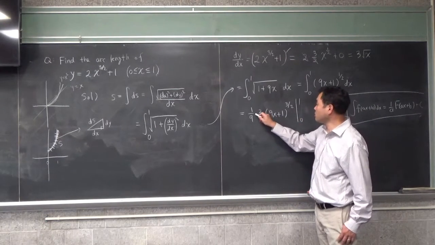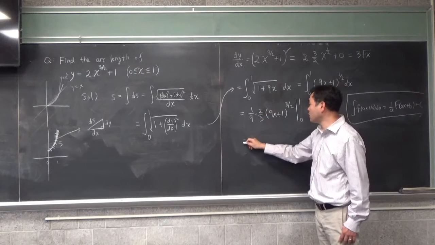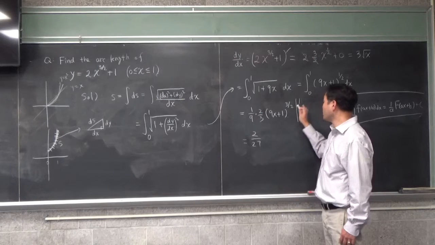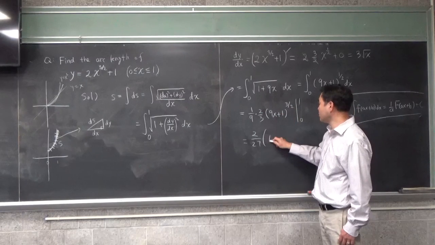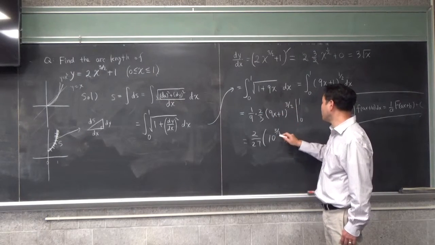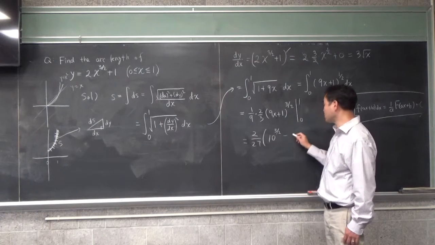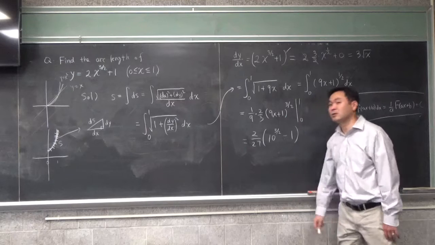Now multiplication, top to top, bottom to bottom, you get 2 over 27. And when you plug in 1, you get 10. So you get 10 to the 3/2. When you plug in 0, you get 1. So 1 to the 3/2, that's just 1. 1 to any power is 1. So that's the answer.